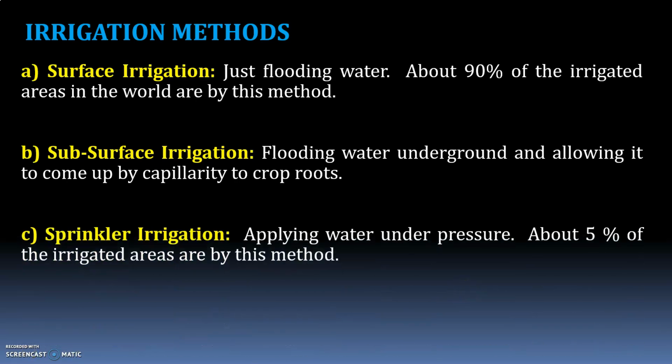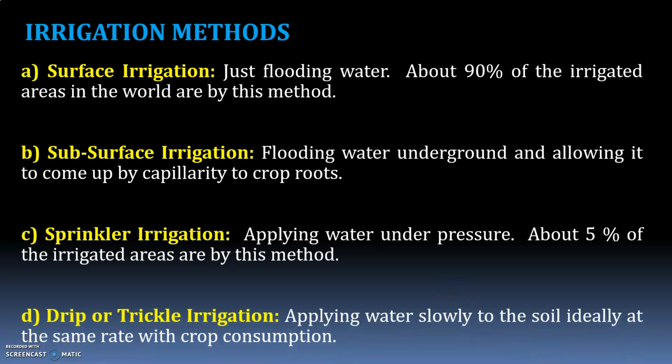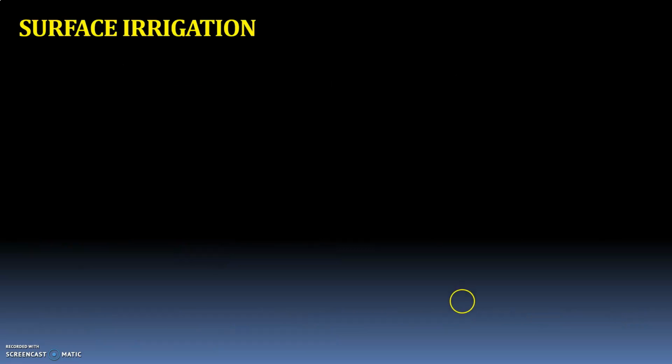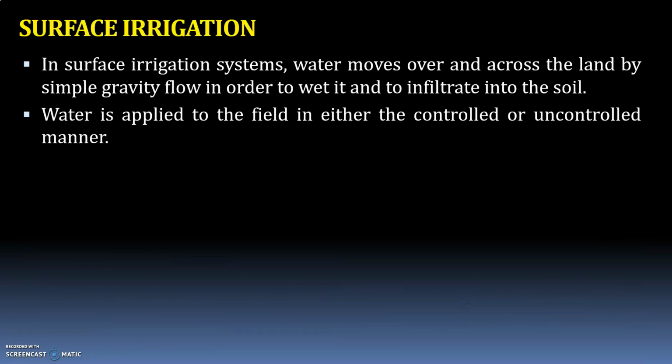Then sprinkler irrigation system, here water is applied under pressure. About 5% of the irrigated areas are by this method. And the last one is drip, also called trickle irrigation. Here water is applied slowly to the soil at the same rate as the crop consumption. The water is applied very slowly. So first let us discuss what is surface irrigation in detail.